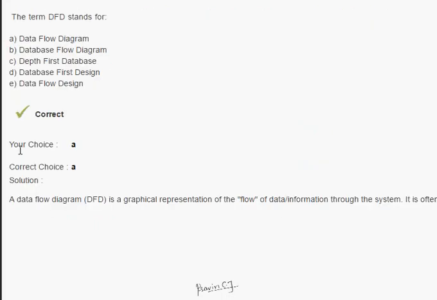Let us start. The first question in this series: the term DFD stands for? DFD stands for data flow diagram. That's a very simple question. We know very well a DFD is a data flow diagram, a graphical representation of the flow of data or information through the system. We have another term, the ER diagram, which is the entity relationship diagram. That's not the question, but it's related.